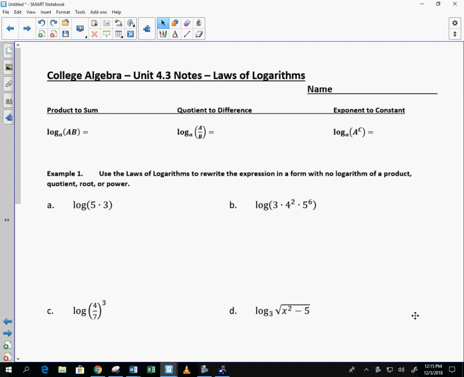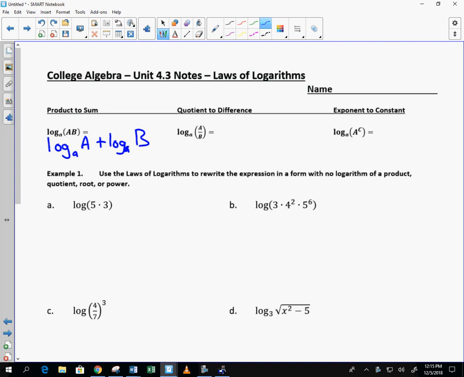Laws of logarithms. Logarithms have properties, and here's the first property. You could take a log with a base a of a times b and separate it to log base a of a plus log base a of b. So you could separate the two. Turn it from multiplication into addition. From one logarithm into two.